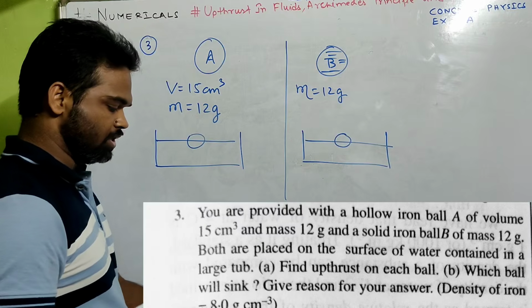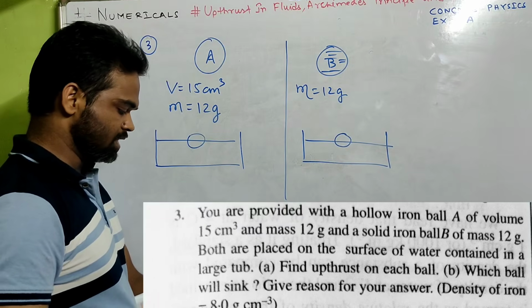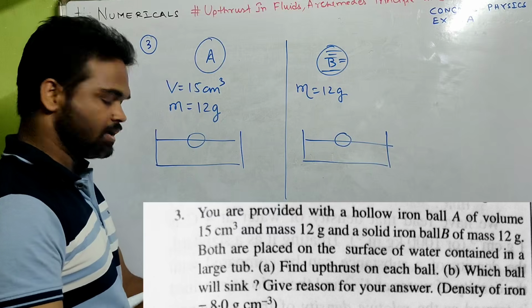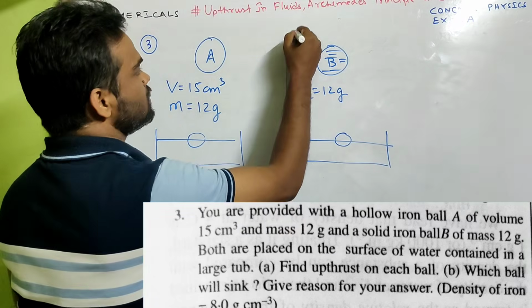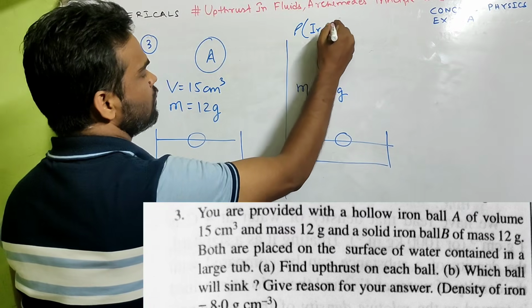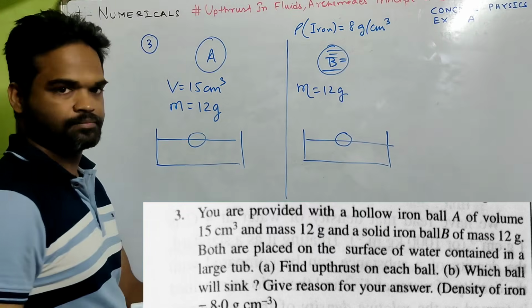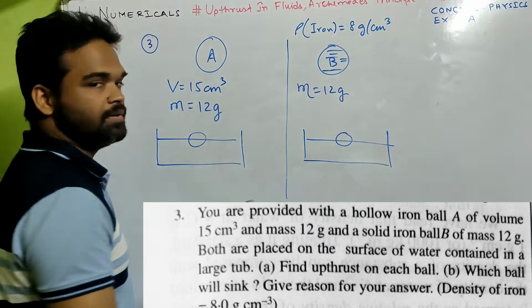Find upthrust on each ball. Which ball will sink? Give reason for your answer. And density of iron is 8 gram per centimeter cube. Density of iron, both are made of iron, 8 gram per centimeter cube. Look at ball B first.